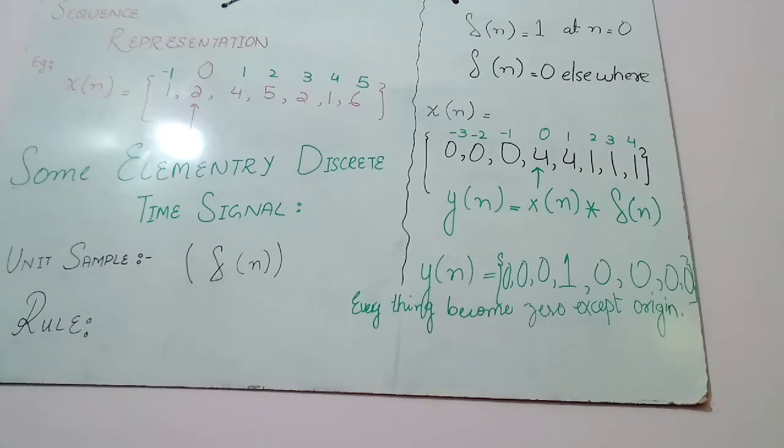So the final expression for y[n] is going to be, when the value of n was 0, which was at number 4, the answer is 1. Elsewhere, all the numbers are 0. So the expression has become 0 except at the origin, which is going to be 1.